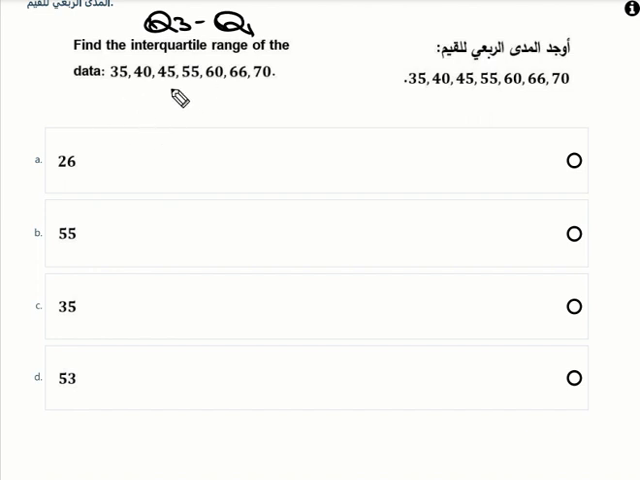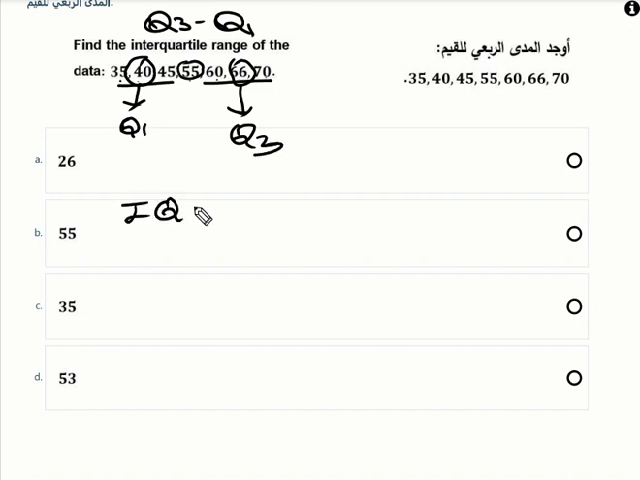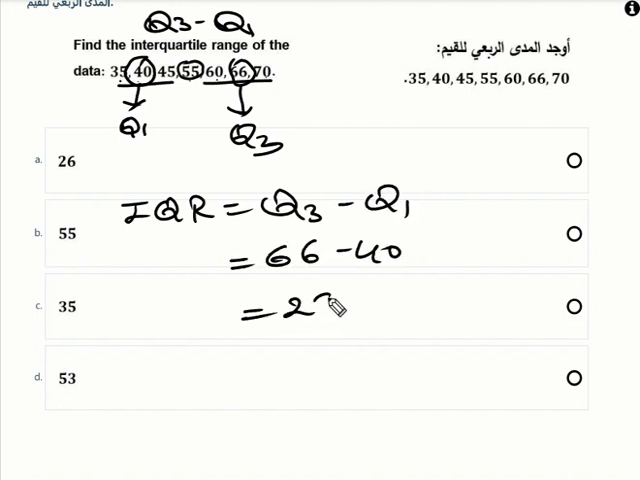Now we will divide these numbers into two groups, first half and second half. Okay. So how many numbers are there? 1, 2, 3, 4, 5, 6, 7. So this middle number will be the median. So this is the first half and this is the second half. Okay. So this will be the first quartile because this is the middle number of the first half, and this will be the third quartile because it is the middle number of the second half. Okay. So interquartile range will be equal to Q3 minus Q1, means 66 minus 40, that is 26. This will be the interquartile range.